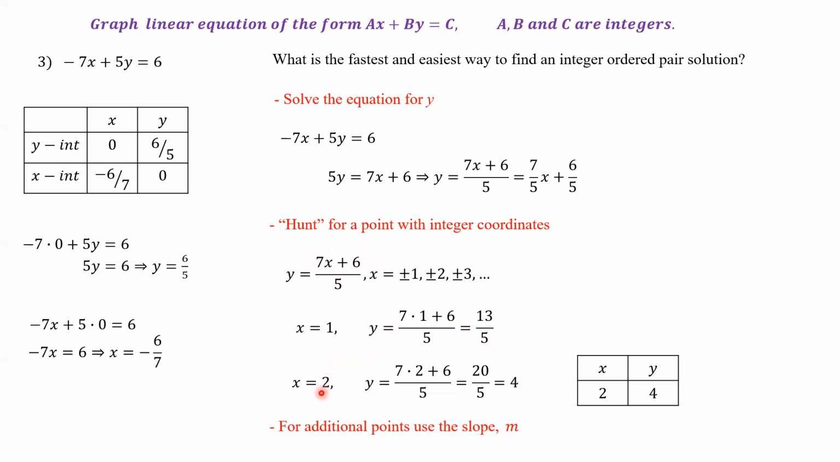So I'm going to jump to x equals 2. y equals (7 times 2 plus 6) over 5. 7 times 2 is 14. 14 plus 6 is 20. 20 is divisible by 5. So my y is equal to 4. And this is my first point with integer coordinates. Now for additional points, I'm not going to continue with my hunt. I'm going to use the slope.